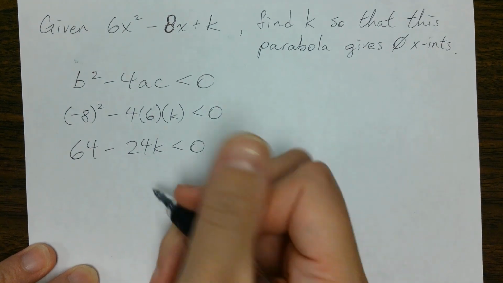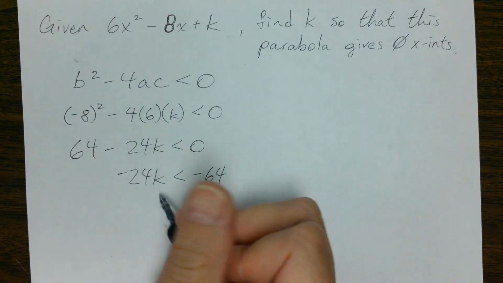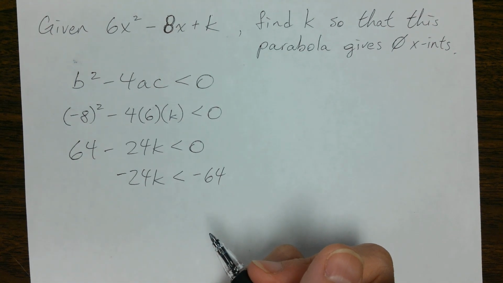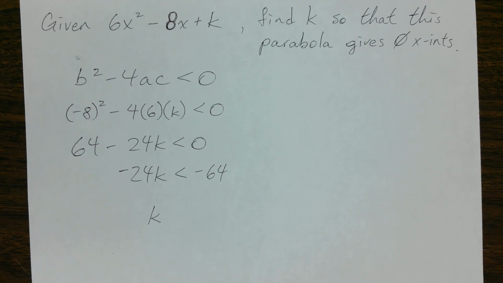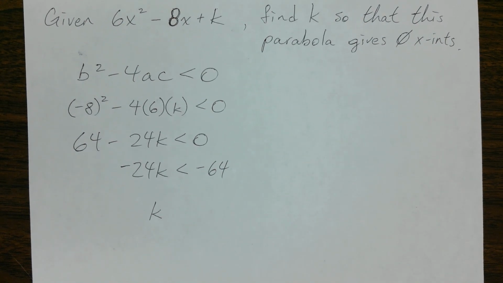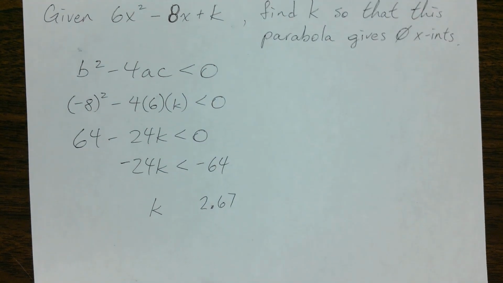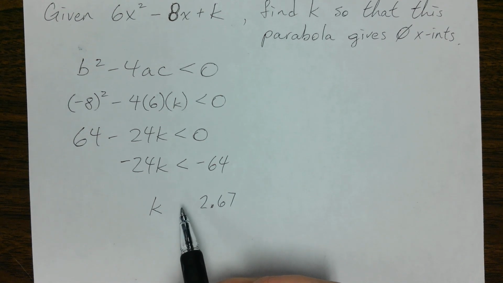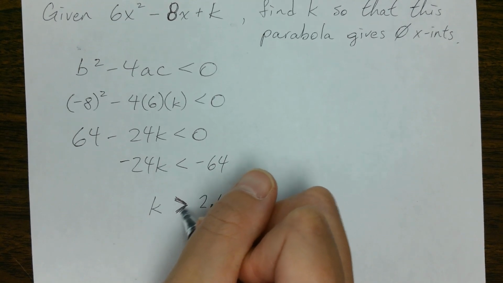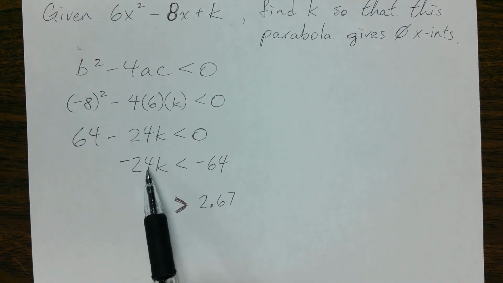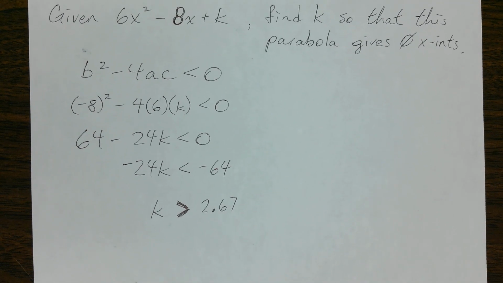Okay, move that 64 over. I get -64. And then when I divide it, what is my final answer? What's 64 divided by 24? 2.6. 2.67. Okay, what's my sign? Mohammed? Greater than. Good job. Because when you divide by a negative, don't forget you have to change the direction of the sign.